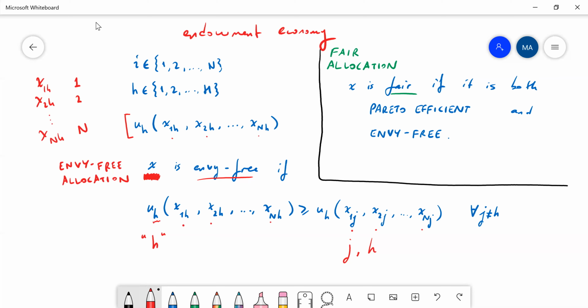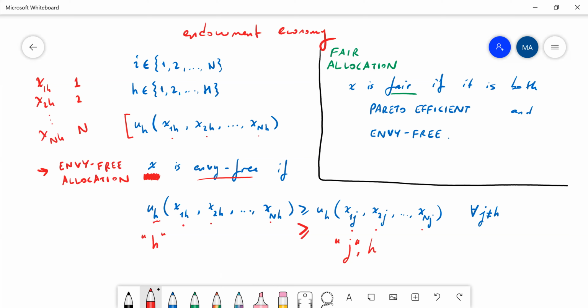Then, I look at another agent. Let's say I'm looking at Gökalp's. Okay, let's say J is Gökalp. I look at what Gökalp consumes. Now, I evaluate my utility with Gökalp's consumption levels. And if I still prefer myself, right? And if this is true for all agents other than mine, then this is envy-free. So I do not exhibit envy to other people. Okay?